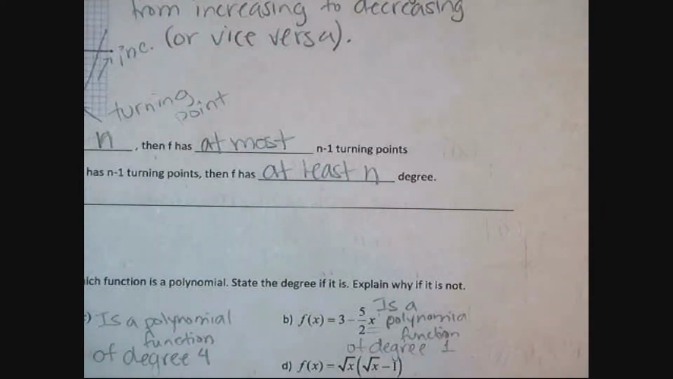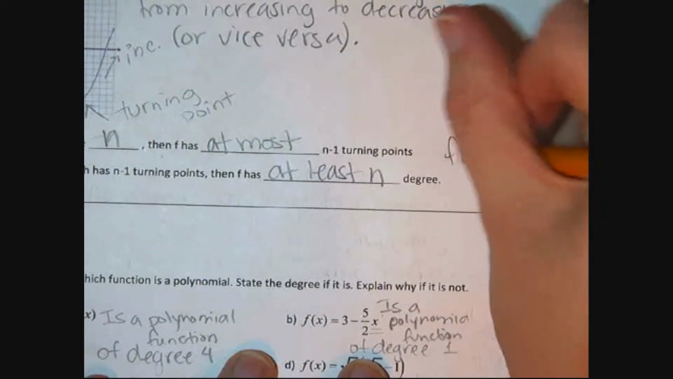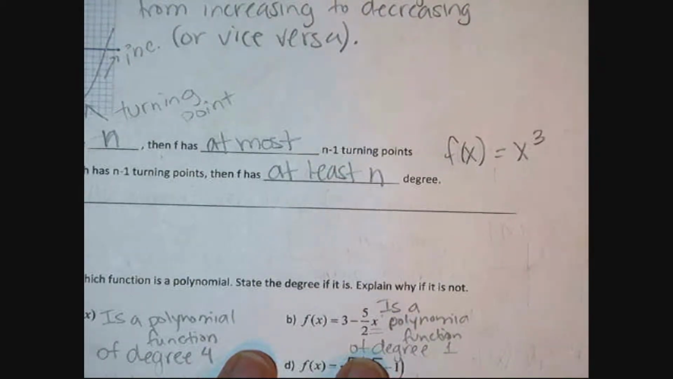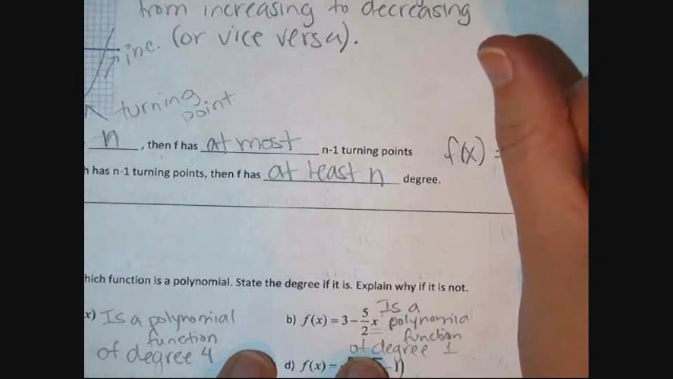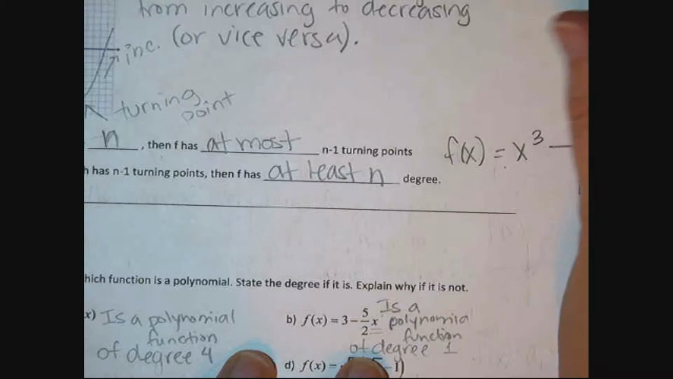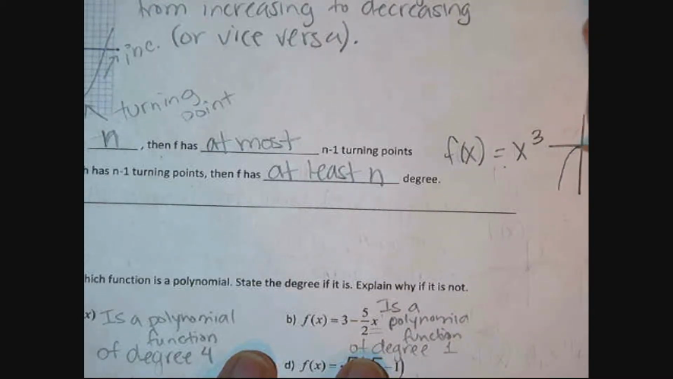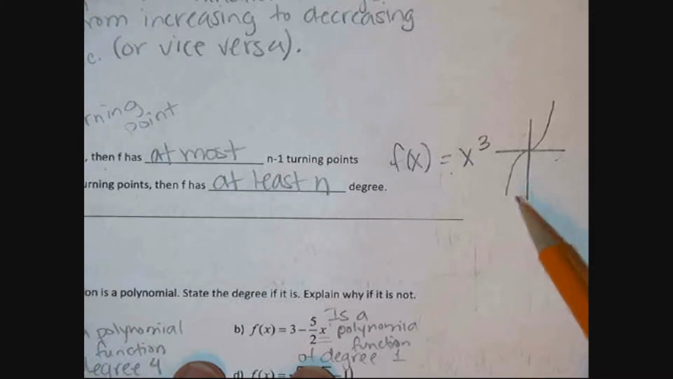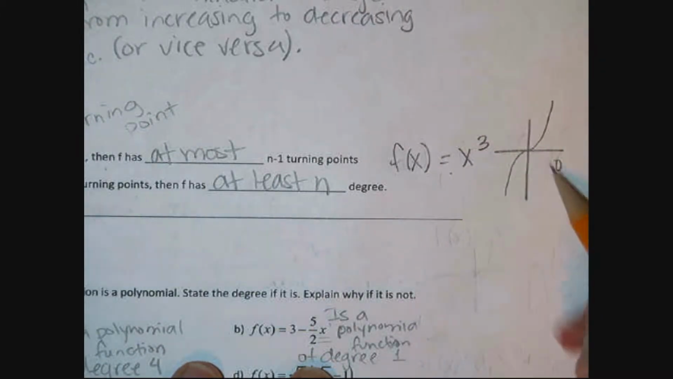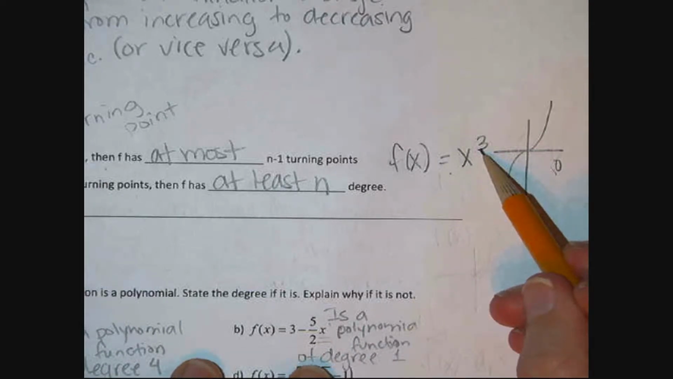If we test that out with a function that we know very well, say the x cubed function, the parent function of x cubed, if we graph that, it looks like this. We actually don't have any turning points for this function because we are increasing to increasing, so we have 0, which is definitely less than the degree 3.